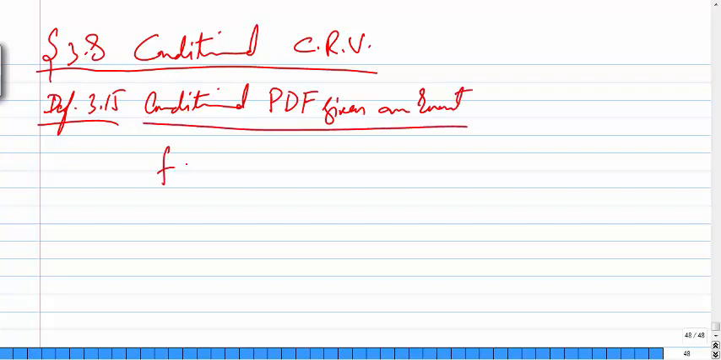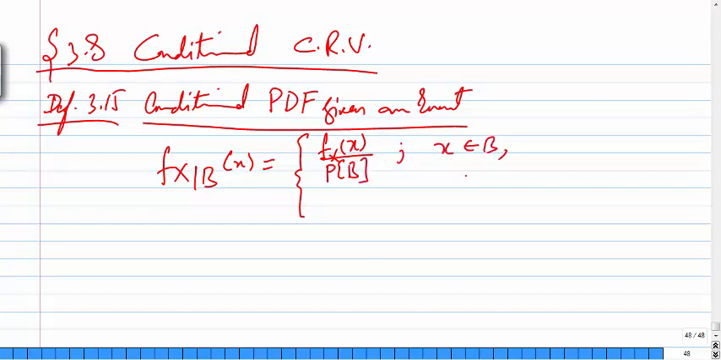It is the same one. We have the PDF of x conditioned on B, which, similarly to what we discussed in the discrete case, is the PDF of x divided by the probability of B. This is only possible when x belongs to B, and 0 otherwise. So this is known as the conditional PDF.